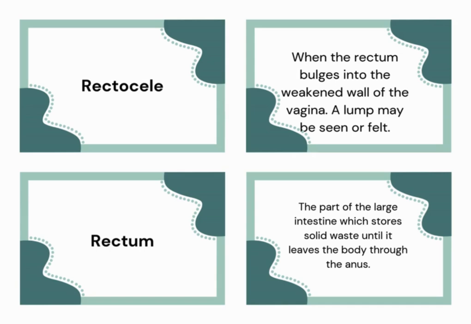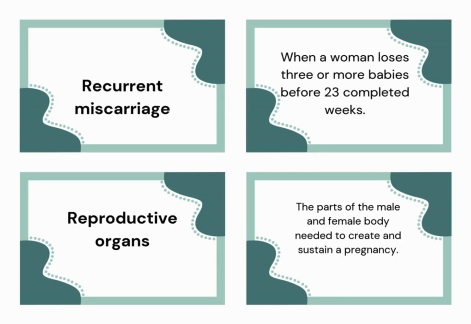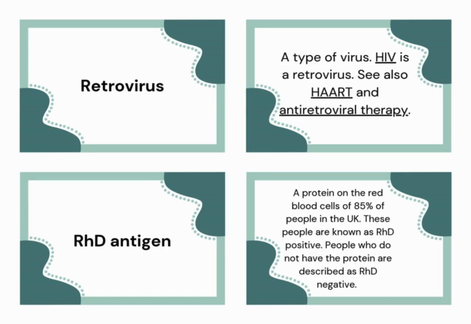Rectum, the part of the large intestine which stores solid waste until it leaves the body through the anus. Recurrent miscarriage, when a woman loses 3 or more babies before 23 completed weeks. Reproductive organs, the parts of the male and female body needed to create and sustain a pregnancy. Retrovirus, a type of virus. HIV is a retrovirus. See also HAART and antiretroviral therapy.